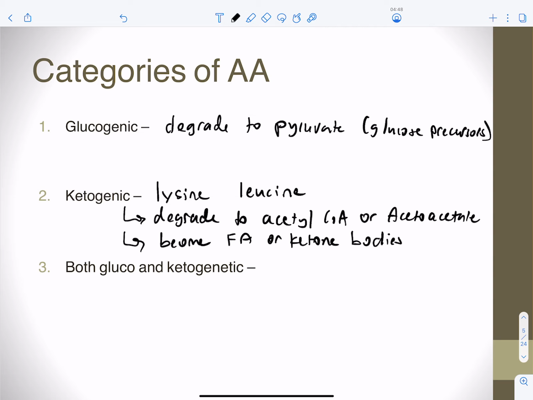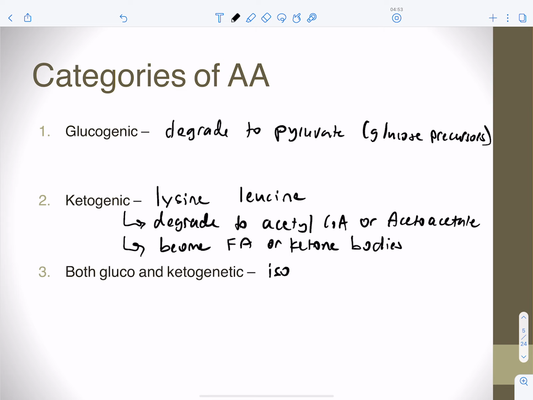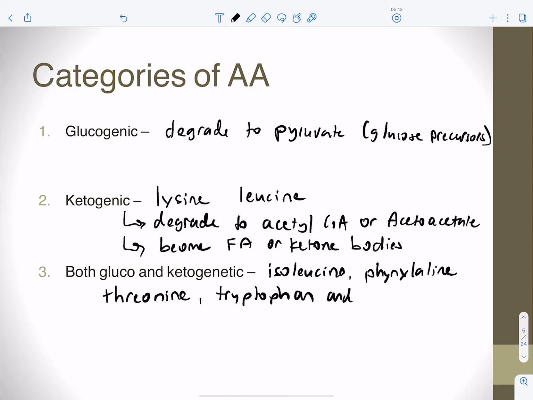Now there are some that are going to be both glucogenic and ketogenic. This is going to be isoleucine, phenylalanine, threonine, tryptophan, and tyrosine. And then for glucogenic, it's going to be all others. So if you remember who's completely ketogenic, lysine and leucine, and then those that are both gluco and keto, then everything else is considered glucogenic.